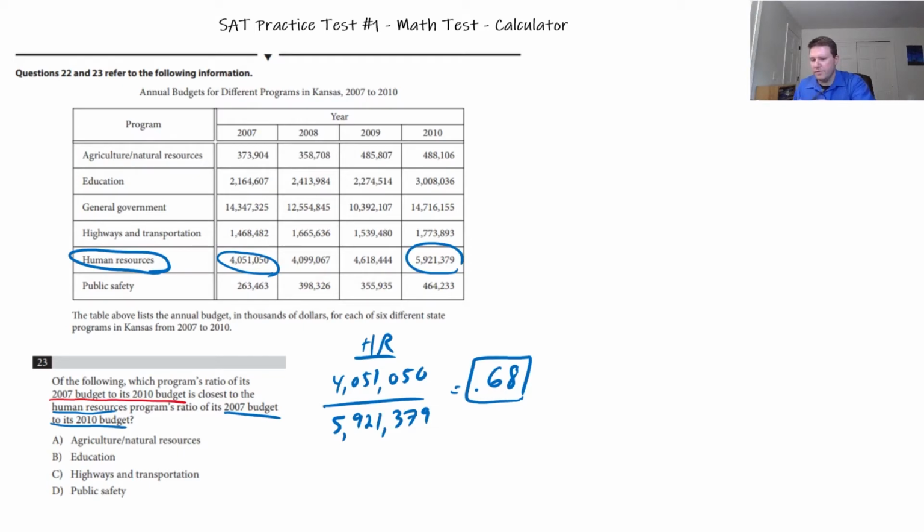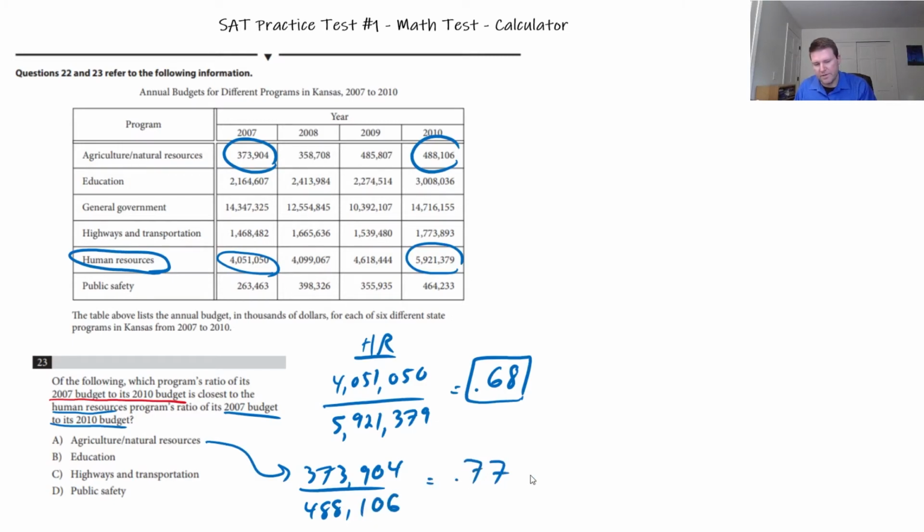But we'll do out the first one here, and I'll show you how you'd build this. So for agriculture, natural resources, again, you're doing 2007 to 2010, so it'd be 373,904 over 488,106, and from this you get 0.77. Now, what you want to do is put the decimal associated with each answer next to it like this. I'm just going to make some room right here.